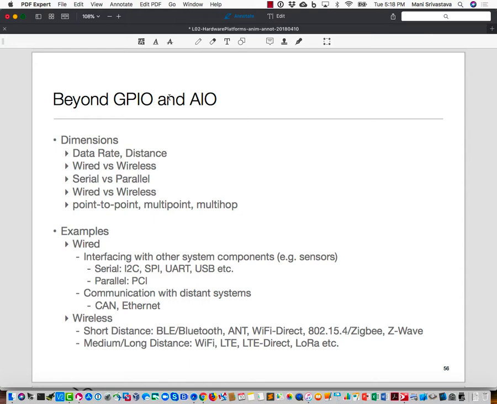Okay, let's start. So we saw these IO pins, which are meant for more general purpose digital and analog interfacing with the outside world. But then you'll find that if you look at the MCU, they typically tend to have a lot of other pins also. And what are they about?